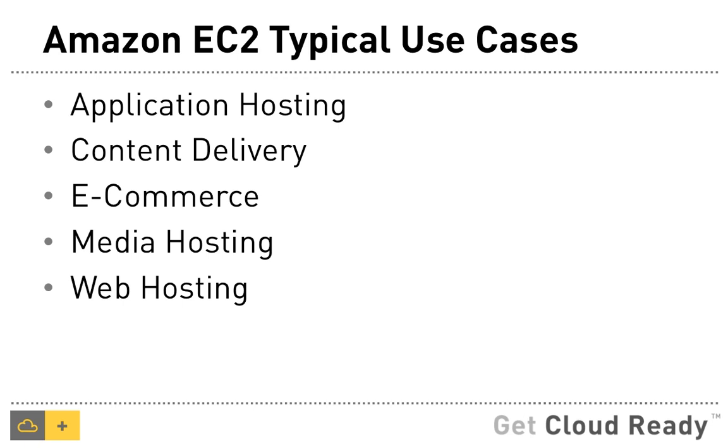Similarly, content management systems like Joomla, Drupal, WordPress are good candidates for EC2 because you can again configure them in high availability mode, fault tolerant mode, and automate your deployments. So if you are dealing with content management systems, you should certainly consider Amazon EC2.